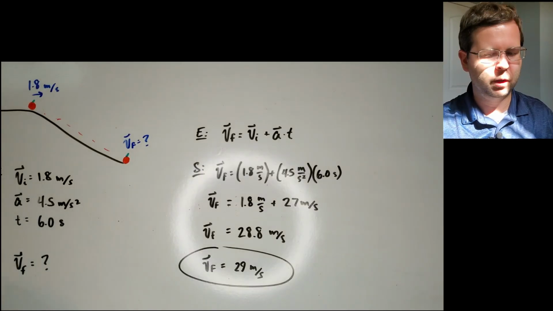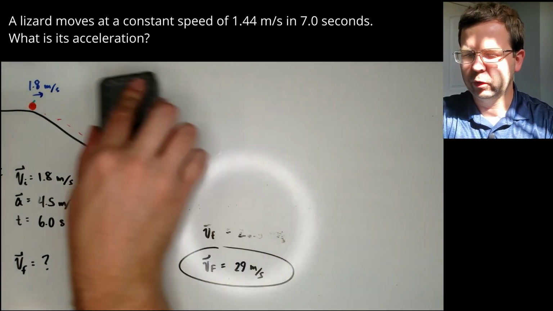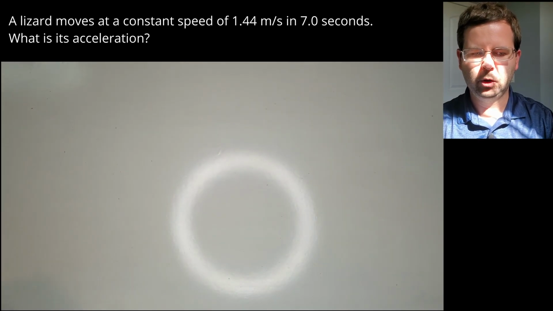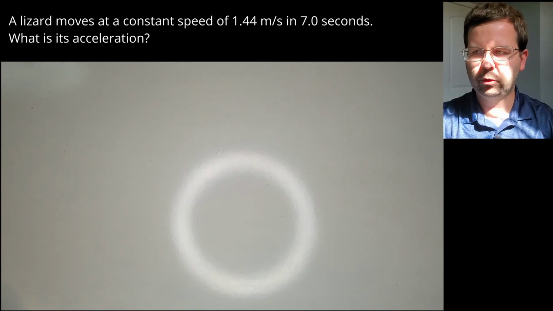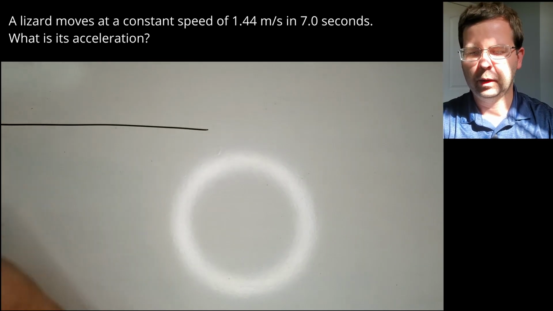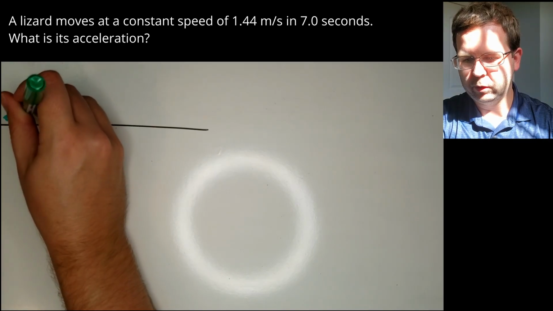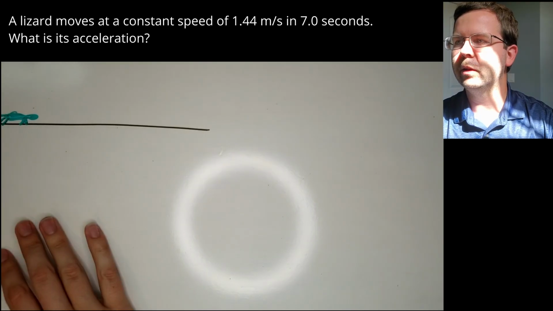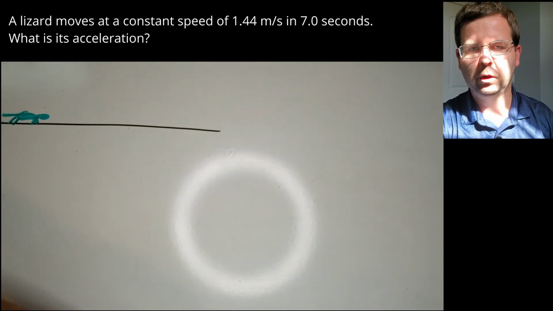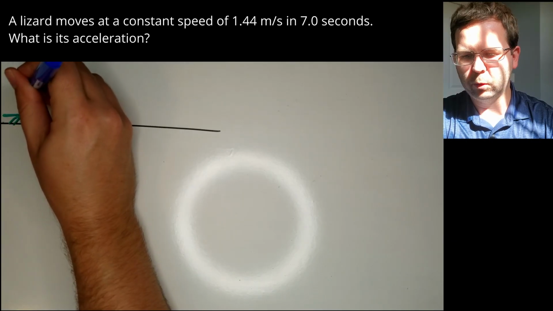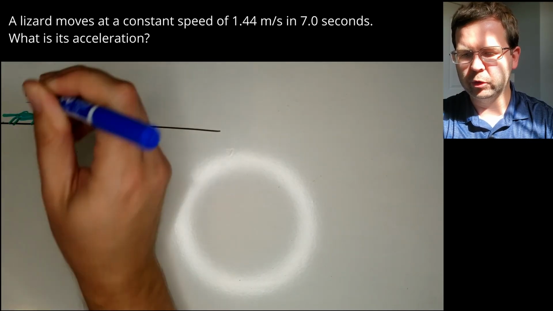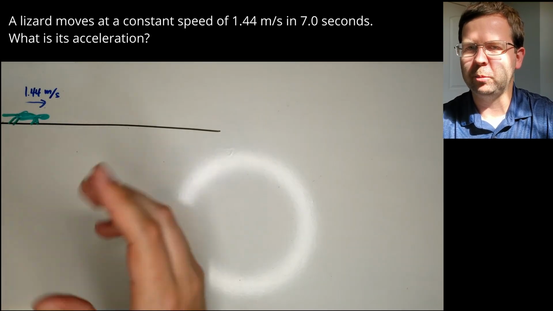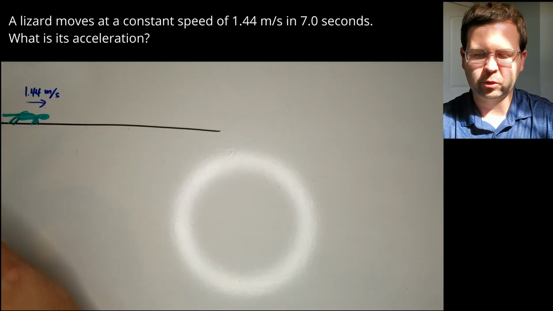Let's look at one more while we're here. Let's say that we have a lizard that moves at a constant speed of 1.44 meters per second for 7.0 seconds. So I'm going to draw a picture here again. And here's my very realistic lizard. Okay, and this lizard is moving at a constant speed of 1.44 meters per second. Notice how I always draw my pictures, if I can, so that objects are moving to the right because the right is positive, so I want to keep that consistent. It says it moves for 7 seconds.